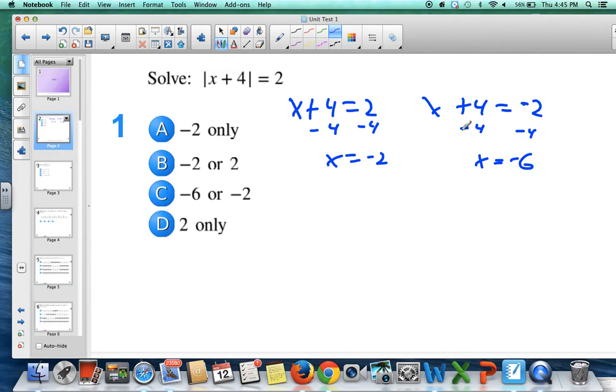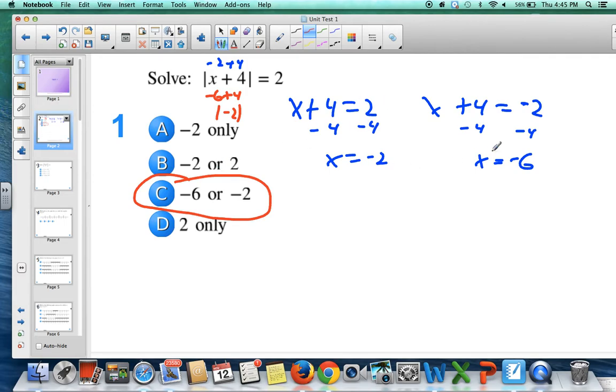We still have to check to make sure they work, and when we do, we could say negative 2 plus 4, that's 2. Absolute value of 2 is 2, that works. I can go also with the second one, negative 6 plus 4, which is negative 2. The absolute value of negative 2 is also 2, so negative 6 and negative 2 is the correct answer. Nobody should ever miss that.